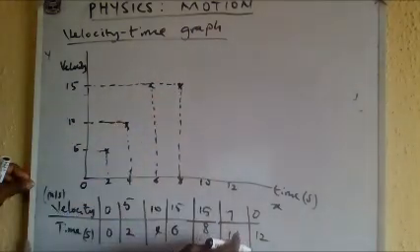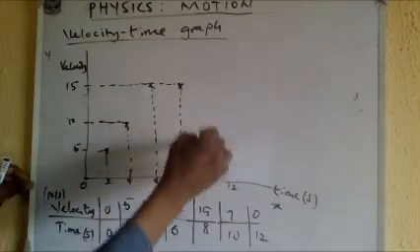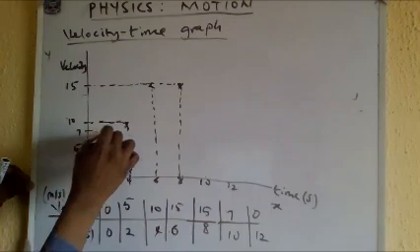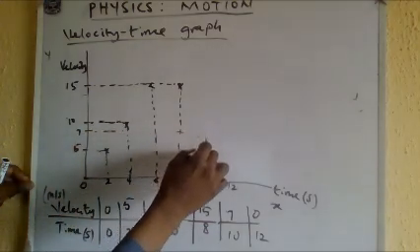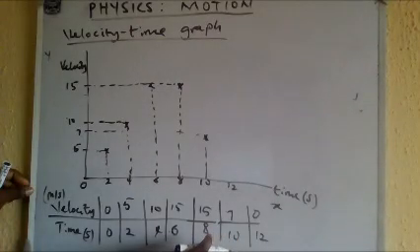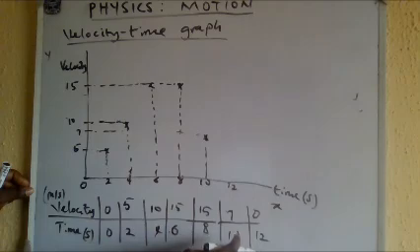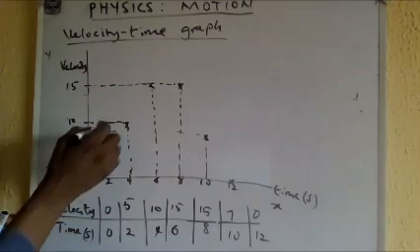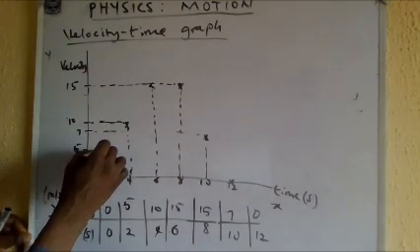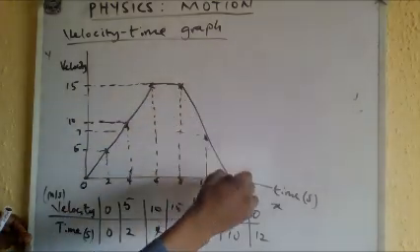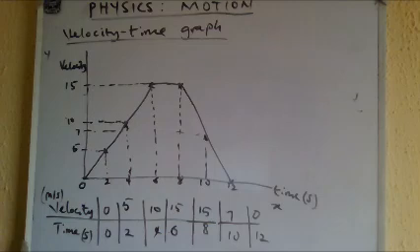Then at 10, there was 7. So at 10, it dropped to 7. So 7 is in between 5 and 10. So let me just do it like this. At 12, I had 0. So this is 0. If you want to put the point, just follow where the line touches, like this. So this velocity time graph, this is how it comes.